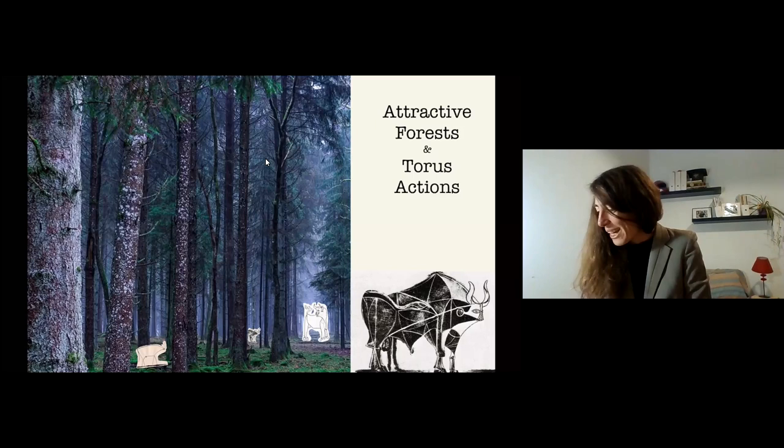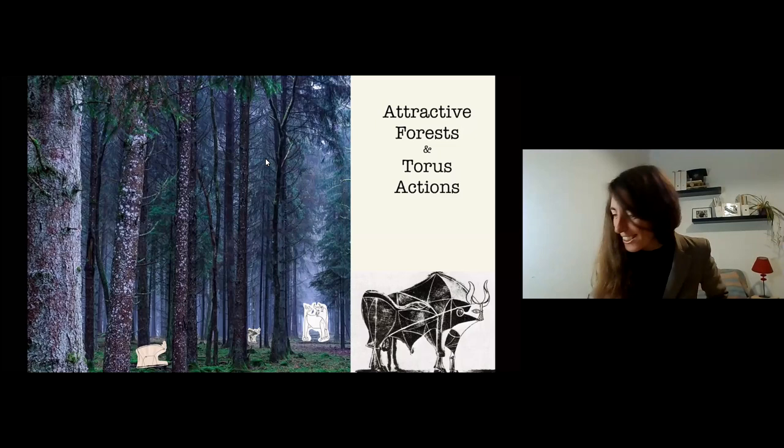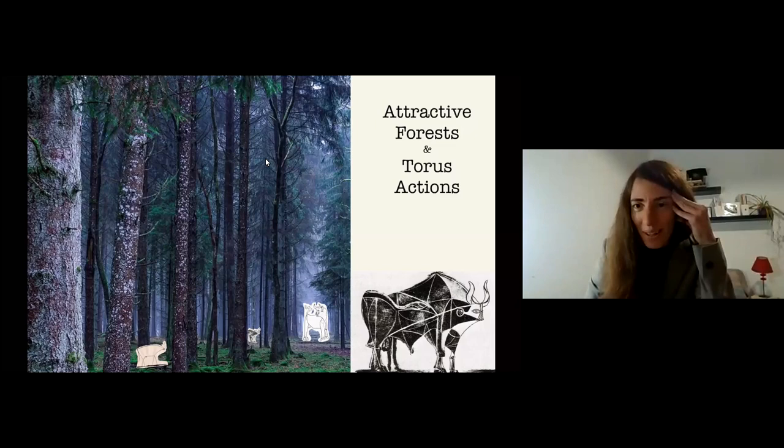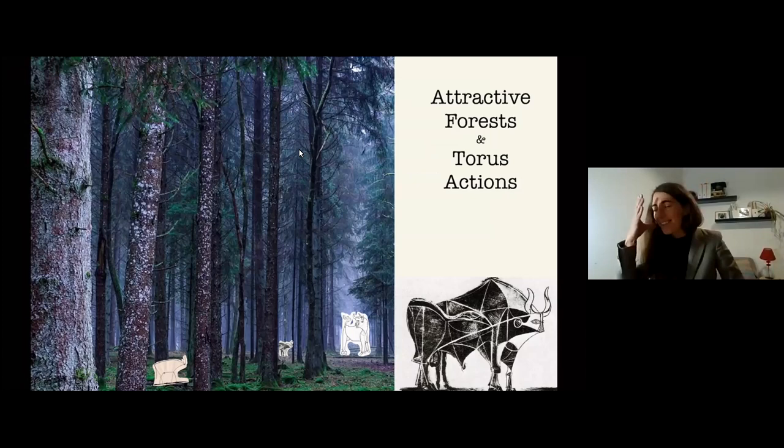What I am going to talk about today is attractive forests and torus actions. So this color really works actually only in Italian or maybe Spanish, because torii means bulls. But somehow, as soon as I get the title, this image flashed in my mind. And I hope maybe it's going to help you to remember what I'm going to talk about.